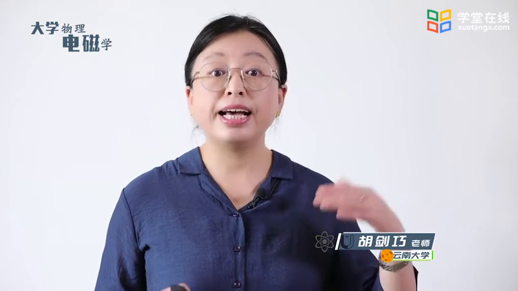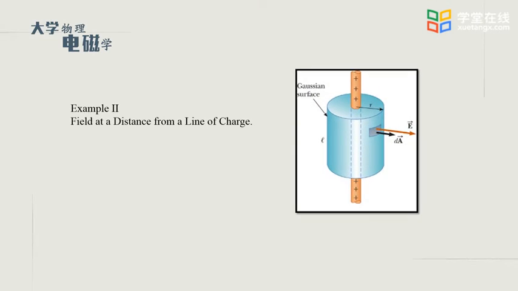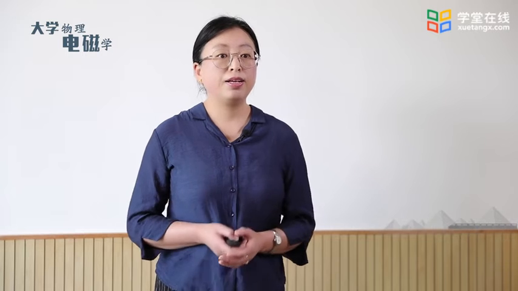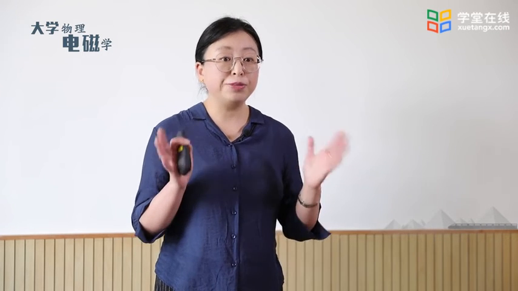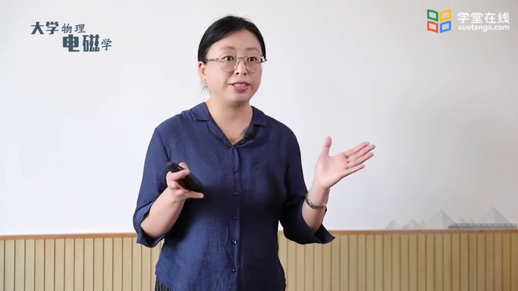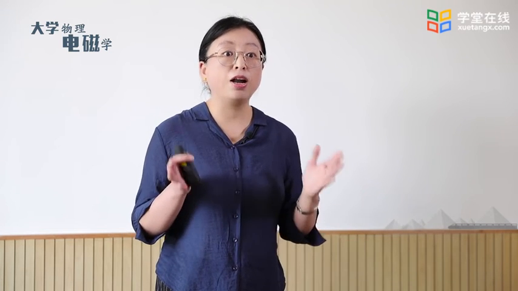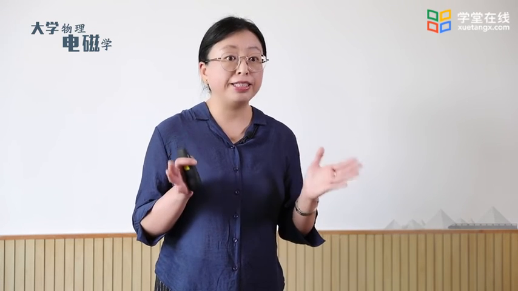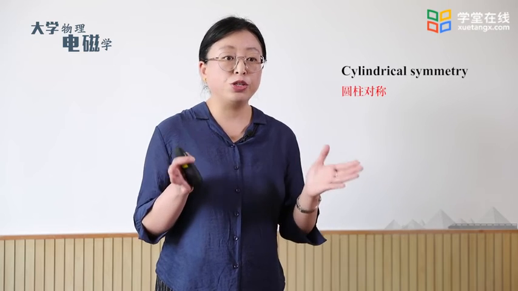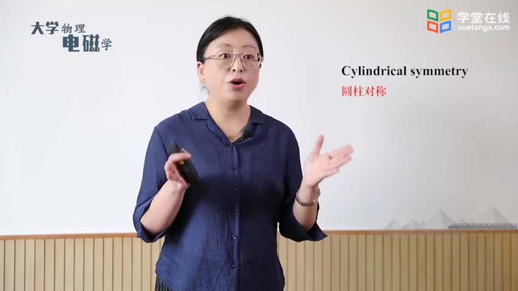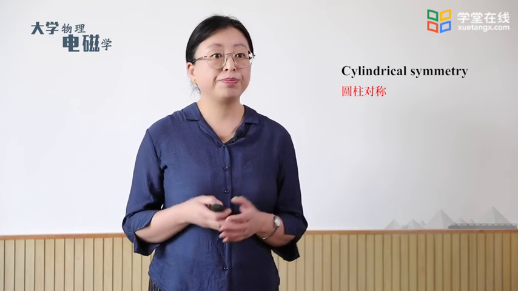Let me give you a second example. Here is a uniformly charged line with an infinite length. Please find the electric field a distance r from the line. Let's first analyze the symmetry of the electric field in this case. Because the charge is distributed uniformly along the line with an infinite length, the charge distribution has cylindrical symmetry, and we can apply Gauss's law to find the electric field.